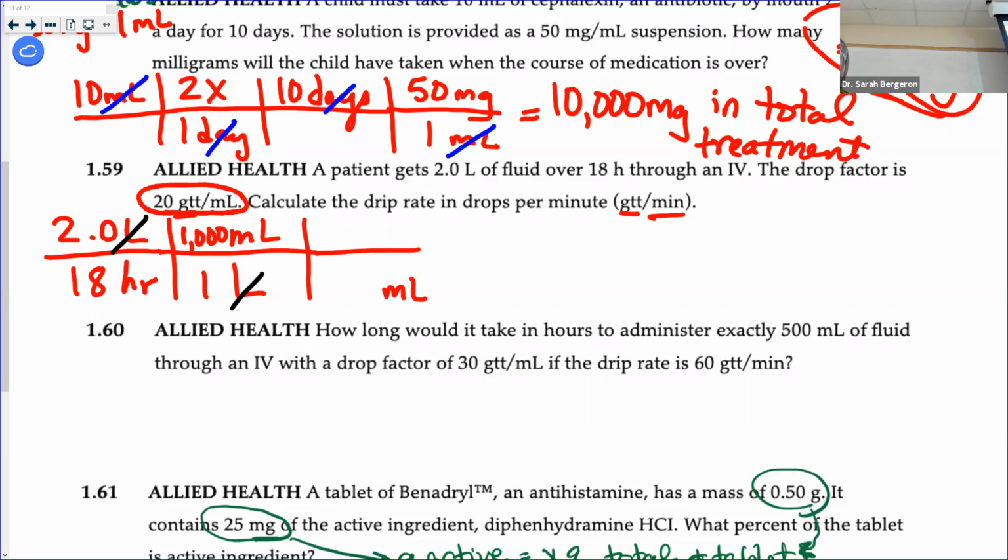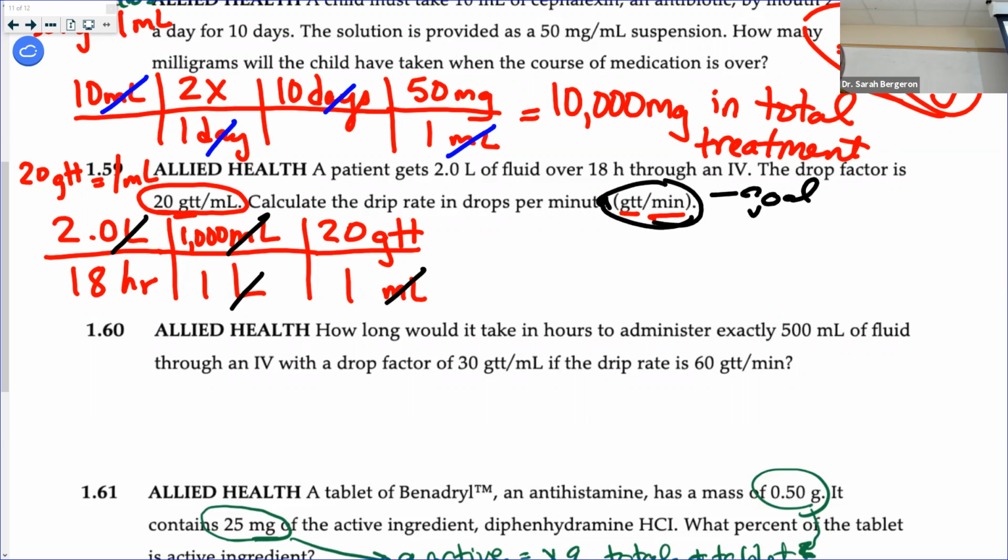Using this little conversion right here. So I know 20 GTT is equal to 1 milliliter. So I put GTT on the top. There are 20 GTT in 1 milliliter, right? Okay, so I got rid of milliliters, but what was my goal? GTT per minute. It's important to know what your goal is, because some people just stop, right? So don't do that. Make sure you know what your goal is. Okay, so I want GTT per minute.